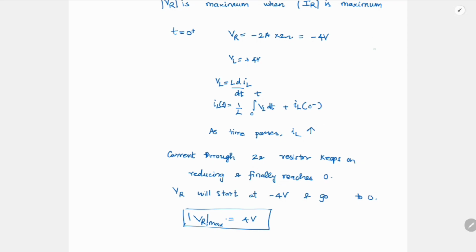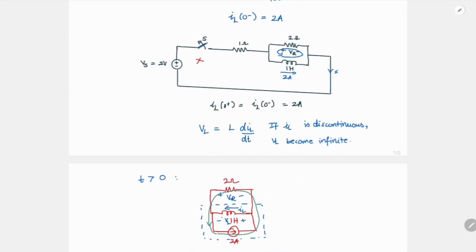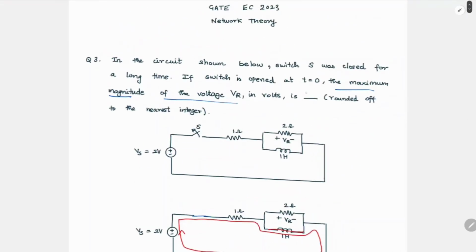So whatever I have written in this part is just the intuition. Just by seeing this open circuit and all of this current flowing through this 2 ohm, you will be able to tell directly that the maximum VR will be 4 volt, which is the magnitude, okay? So this will be 4 volt.